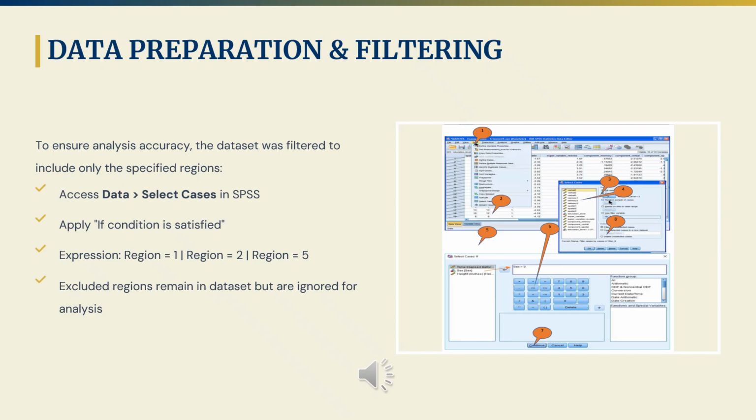Slide 3, data preparation, filtering regions. Before conducting the analysis, I filtered the data set to include only Region 1, Region 2, and Region 5 in SPSS. This was done by selecting Data, then Select Cases, and applying the conditions where the region variable was equal to 1, 2, or 5. This ensured that the districts from other regions were excluded from the analysis without deleting the data.